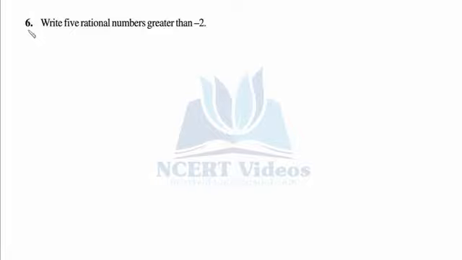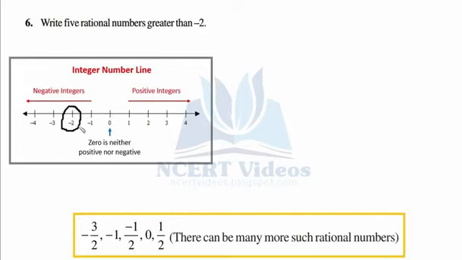Question 6. Write 5 rational numbers greater than -2. This time we have -2. -2 lies here on a number line. Greater means we have to find rational numbers towards the right side. So obviously easy numbers could be -1, 0, 1, 2, 3, 4. But as we told you earlier, it would be too childish to write them. So we will dig deeper.